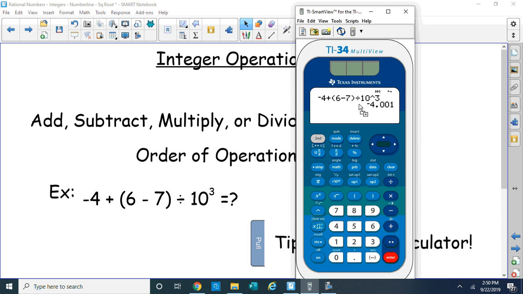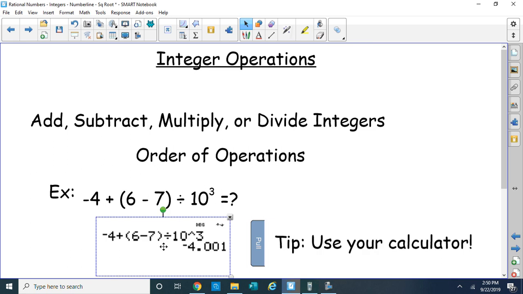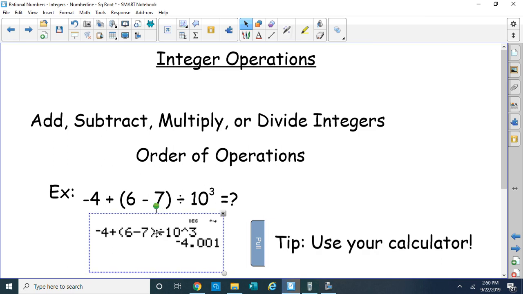-4.01. So that's my answer. I hope you got that right. So type it into your calculator, and there's your answer. It's great if you have a calculator, so use it for these crazy operations.